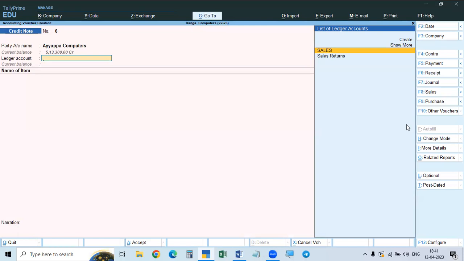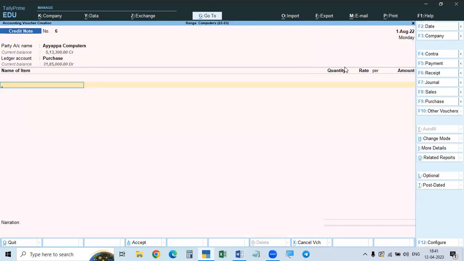But here you see, this is the credit note. It is showing sales and sales returns, because the credit note will be issued by him. It will show sales, but we require purchase. Simply type P, and it will show purchases. We have to increase the purchase only. So go to purchase and Samsung Computers.